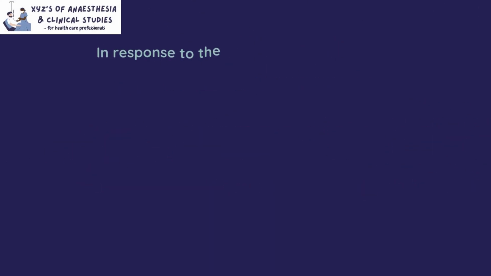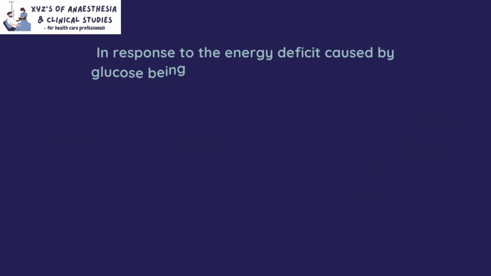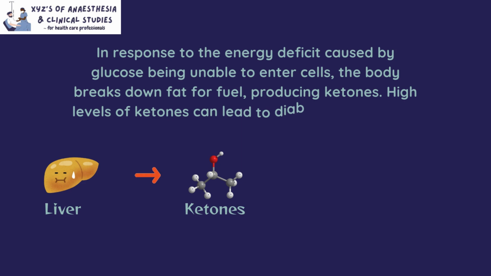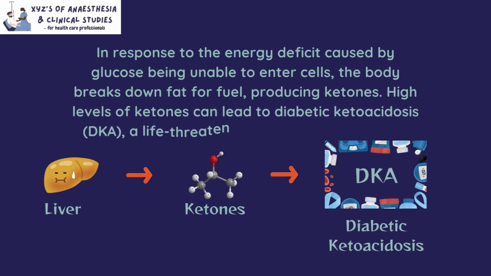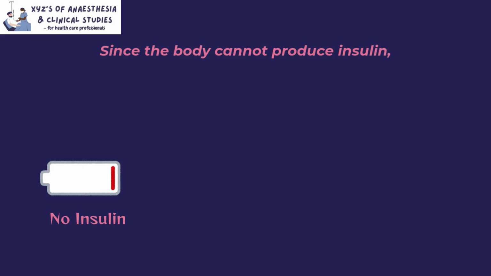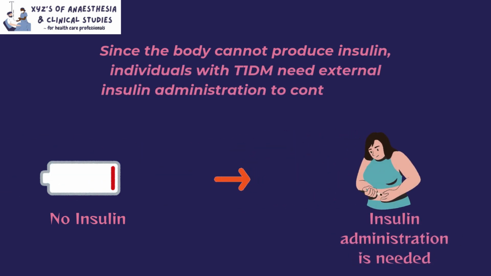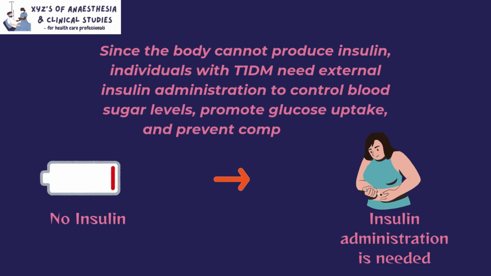In response to the energy deficit caused by glucose being unable to enter cells, the body breaks down fat for fuel, producing ketones. High levels of ketones can lead to diabetic ketoacidosis, a life-threatening condition if untreated. Since the body cannot produce insulin, individuals with type 1 diabetes mellitus need external insulin administration to control blood sugar levels, promote glucose uptake, and prevent complications.